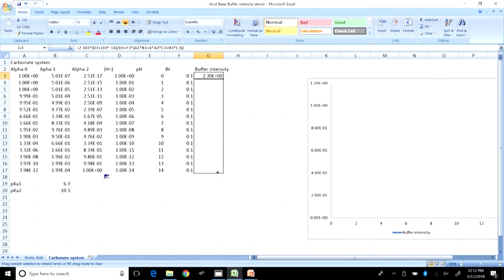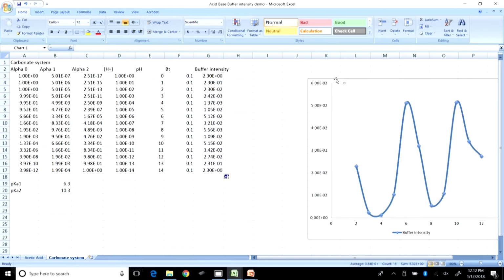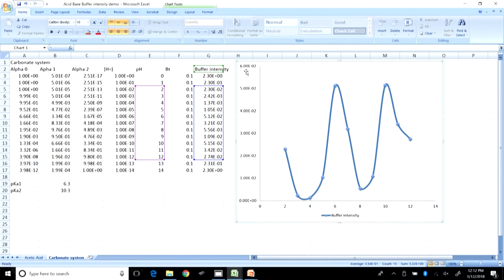And now we have a graph, and let us try to look at this graph. The x-axis is the pH, the y-axis is the buffer intensity. So what do we see here at the extremes? At pH less than 3, we know that the system is well buffered. Why is that? Because the H plus concentration is high, and the same case at pH greater than 12. This is going to go up again. This is the graph that we came up with.